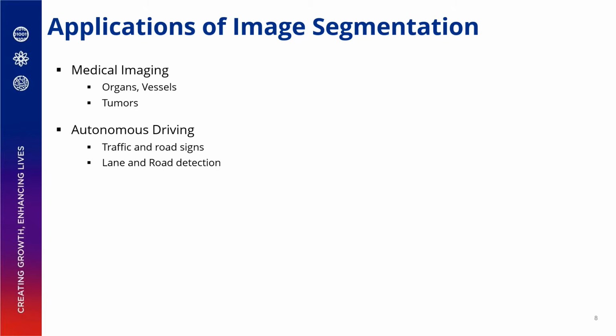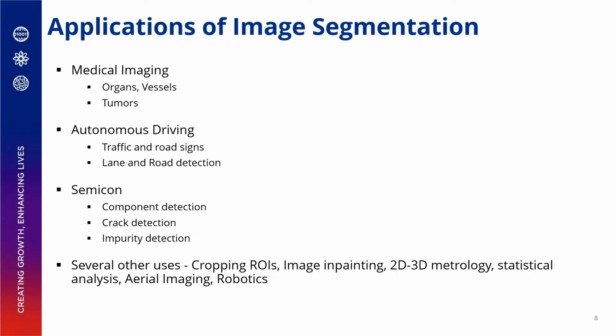Image segmentation is also widely used for autonomous driving. It's used for identifying traffic and road signs, lane and road detection, and in some cases you might want to know about the car that's going around on the road. Even for that, you can use object detection or image segmentation as well.